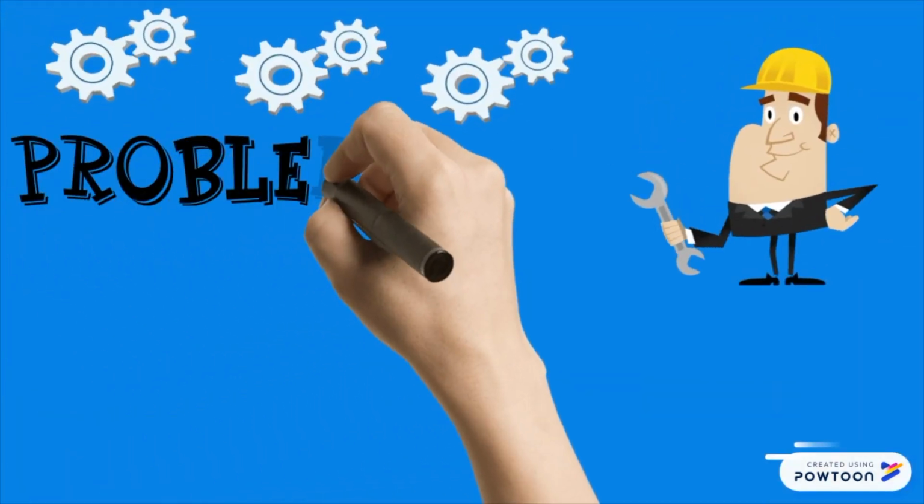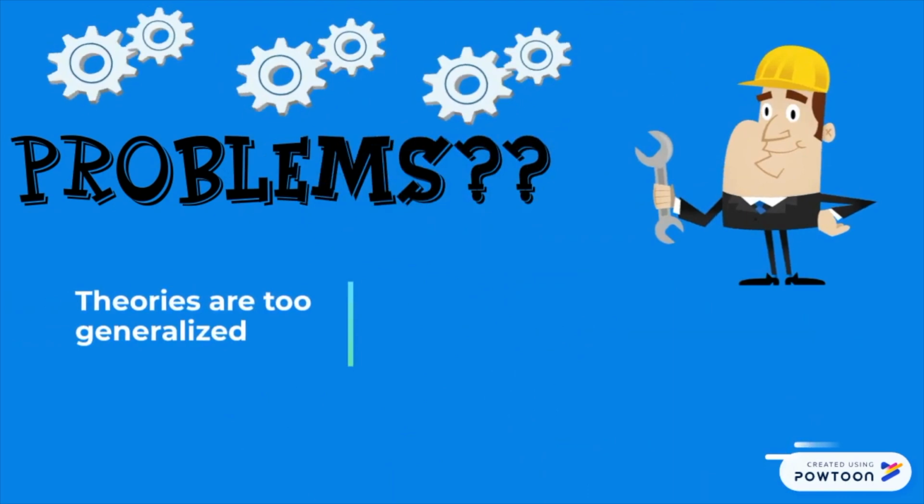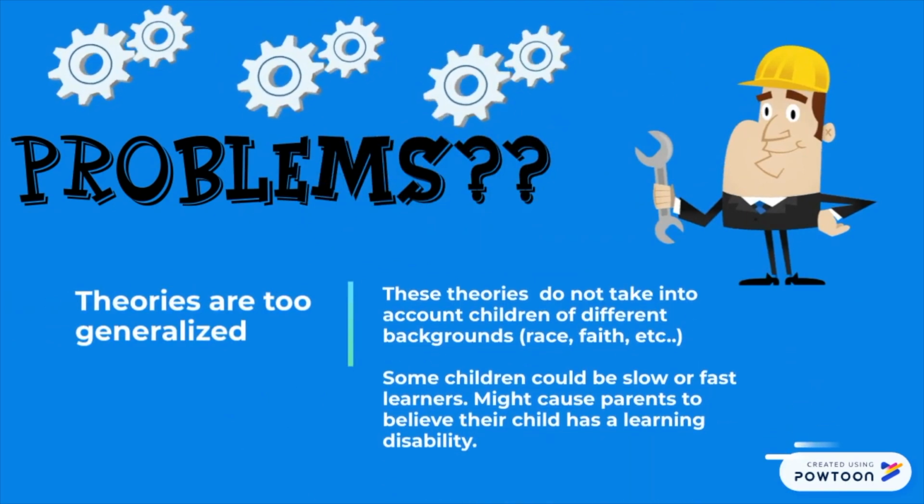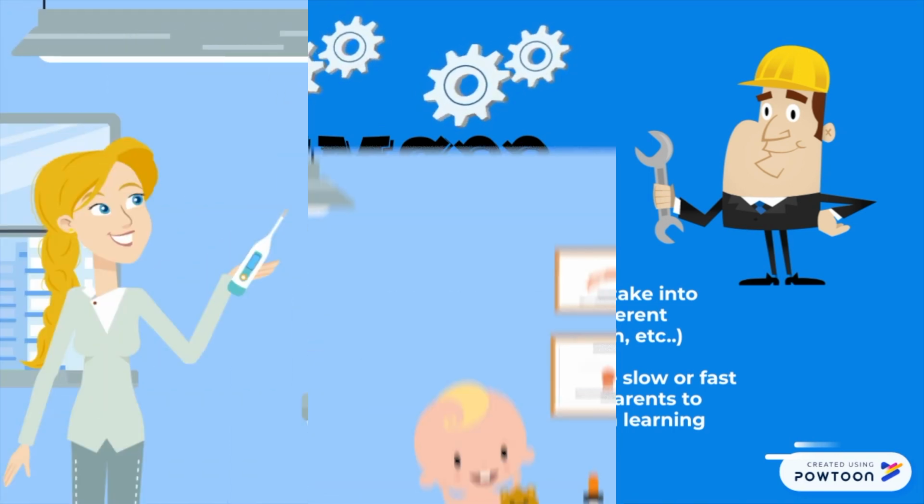Both of these theories have one similar problem. They are too generalized. These theories do not take into account children of different backgrounds. Some children can either be too slow or fast learners. This might cause the parents to believe that their child has a learning disability based on the theories presented.